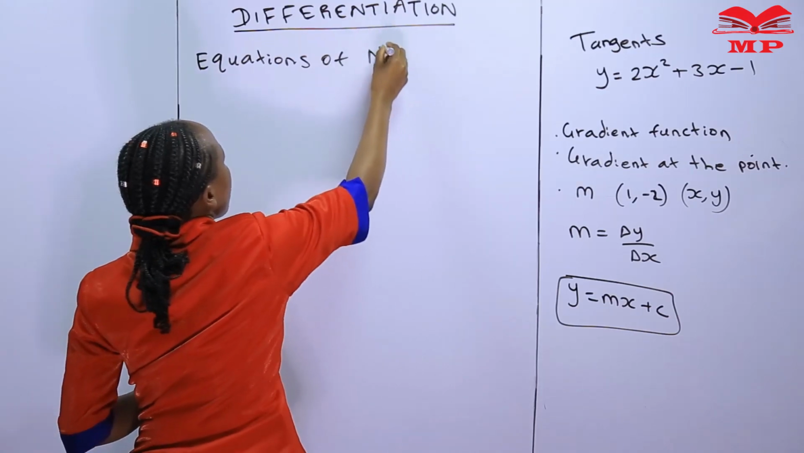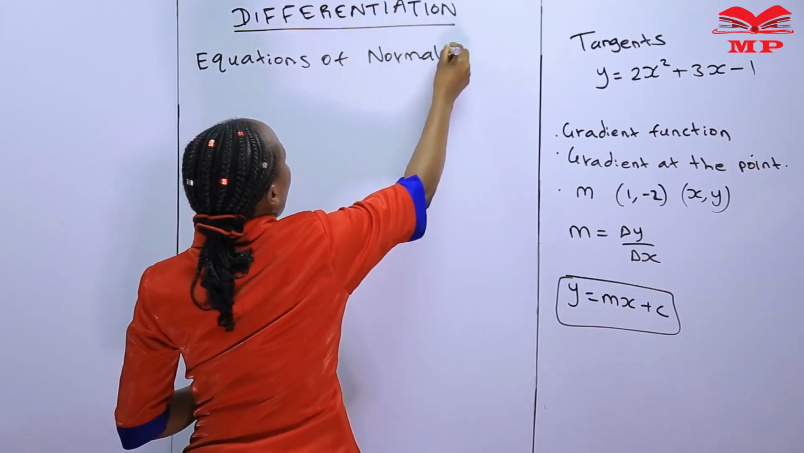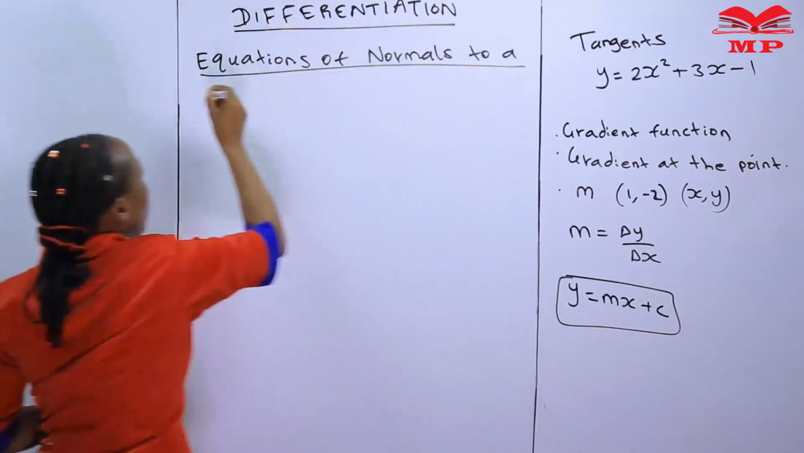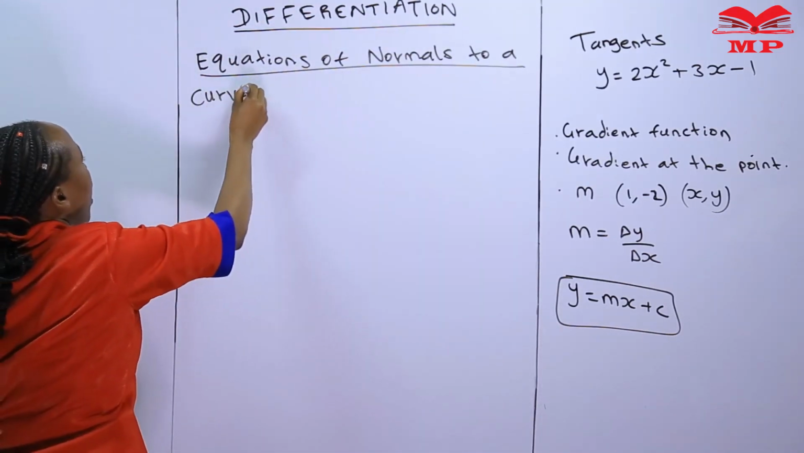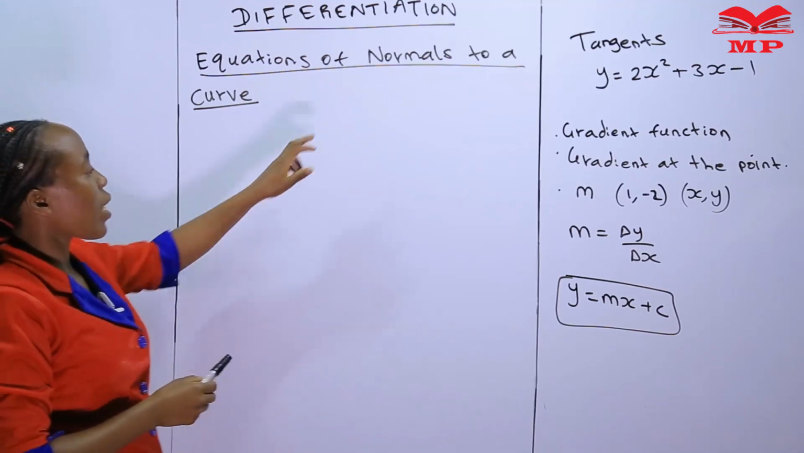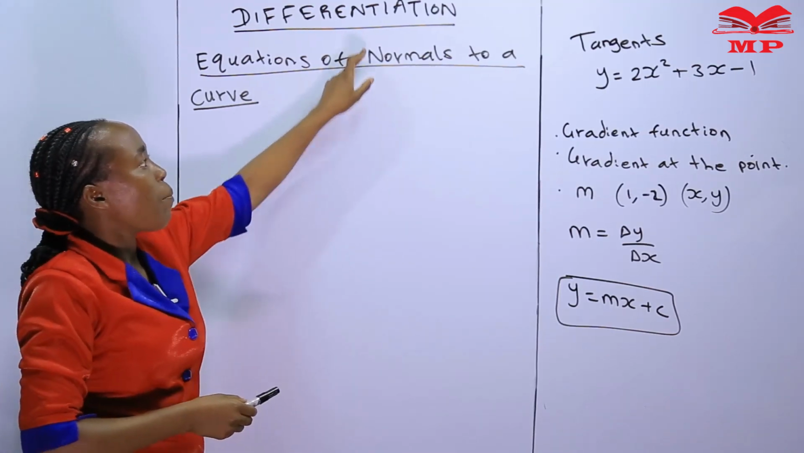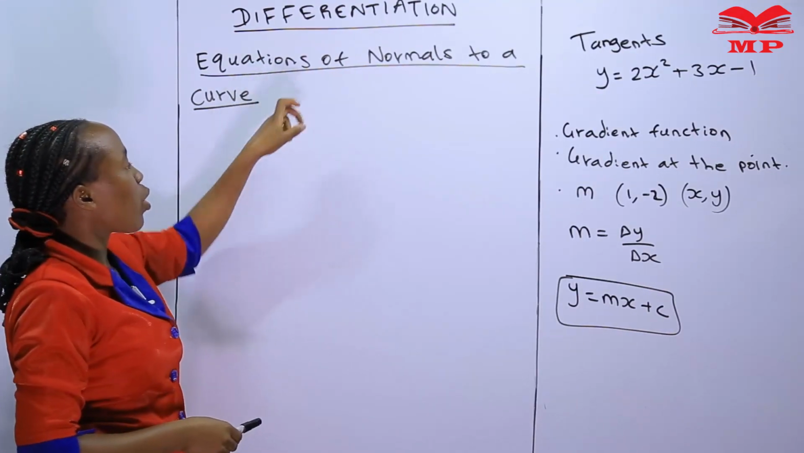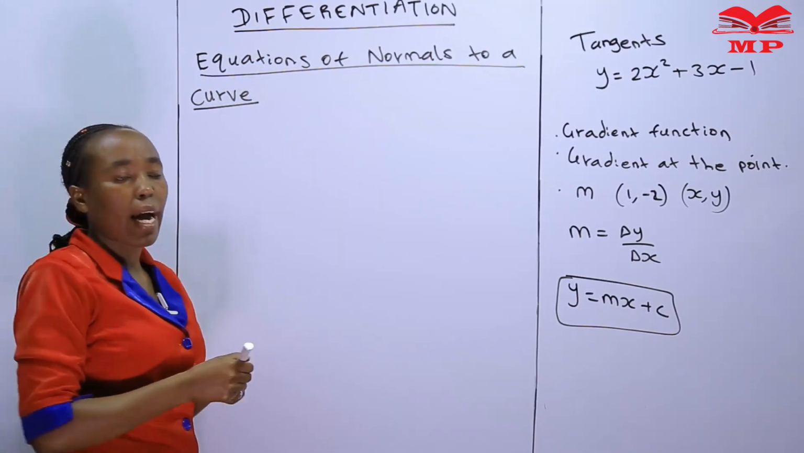So in this lesson, we look at equations of normals to a curve. The first thing that I want to explain is what we mean by the term normal, so that we can be able to find the equation of the normals to a curve.